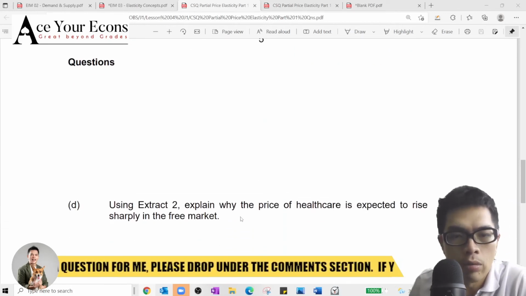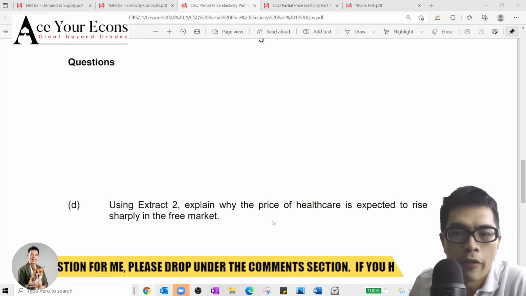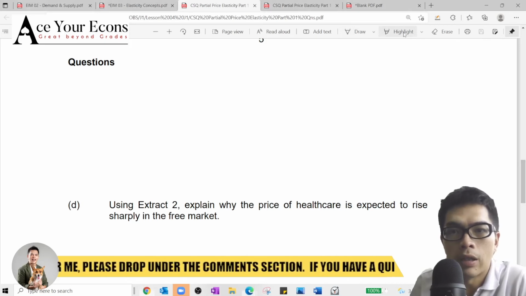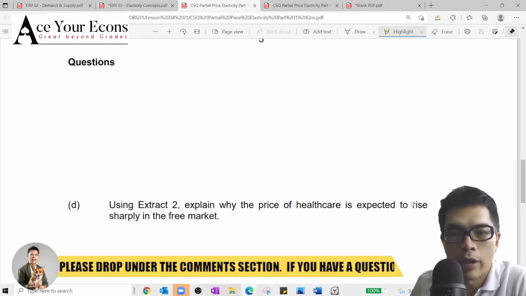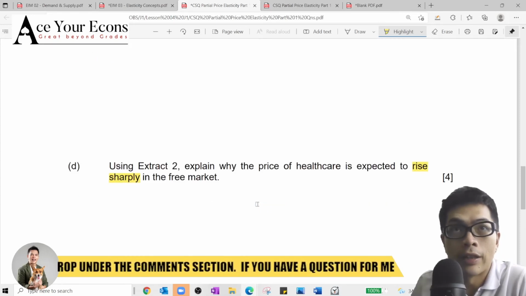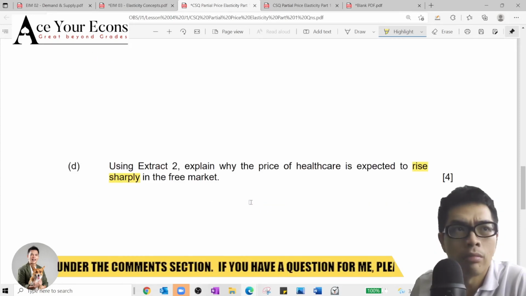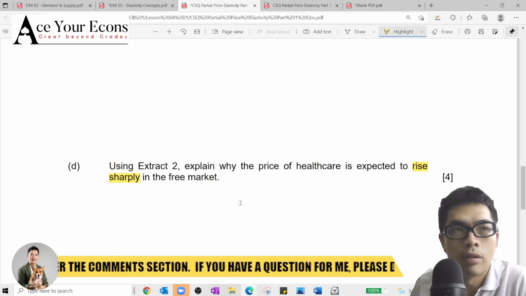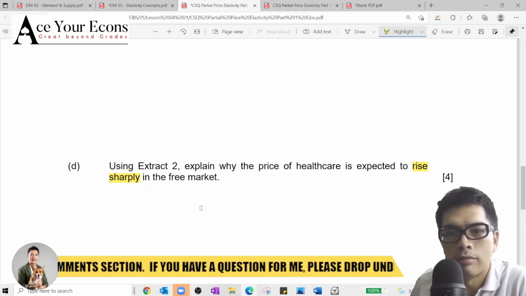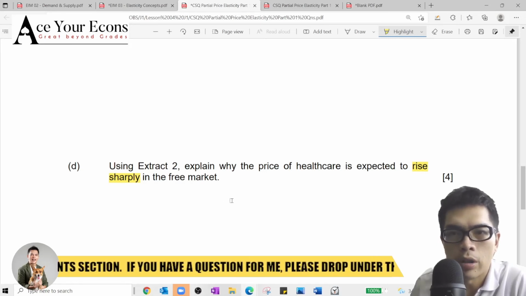Using extract tool, explain why the price of healthcare is expected to rise sharply in the free market. We actually see that the condition for what we have learned earlier has come out, right? Rise sharply. Yes. So maybe I'll get one of you to try. Elijah, how did you approach this question?